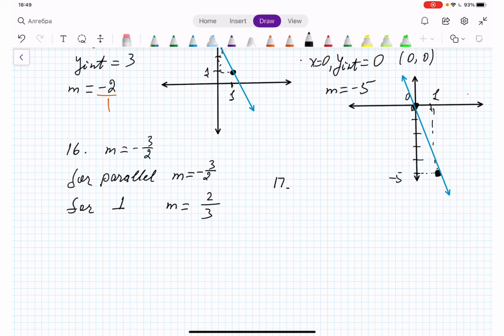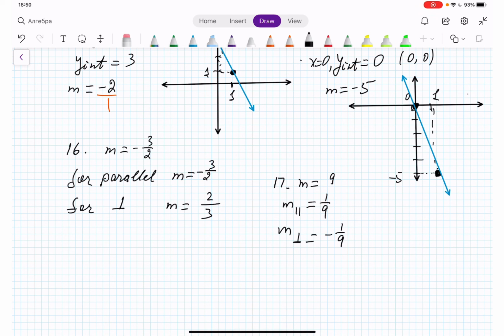Number 17. What do we have? We have slope m that is equal to 9. So for parallel, it's going to be equal, if you flip 9 over 1, it's going to be 1 over 9, right? And for m perpendicular, it's going to be negative 1 over 9, right? Because we are flipping and using the opposite sign.